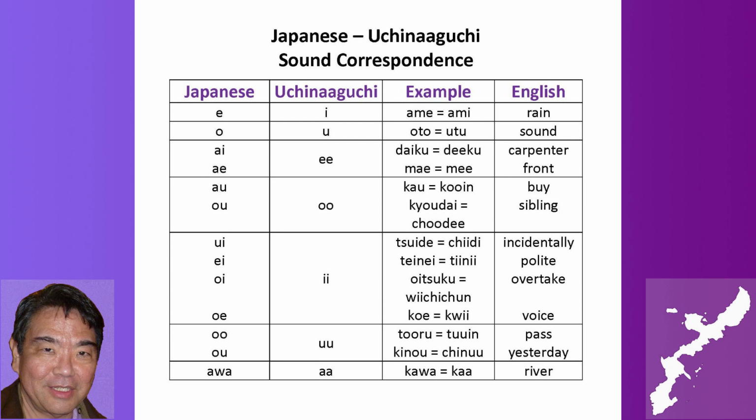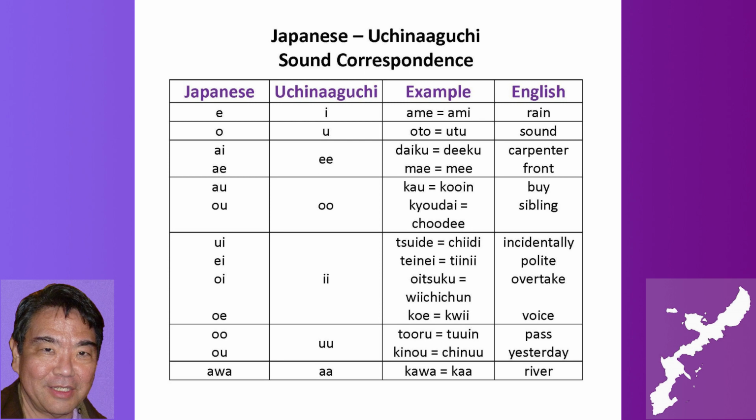Japanese ai and ae correspond to Uchinaguchi e. An example is the word carpenter, which is daiku in Japanese, is deiku in Uchinaguchi. The word front, which is mae in Japanese, is me in Uchinaguchi.